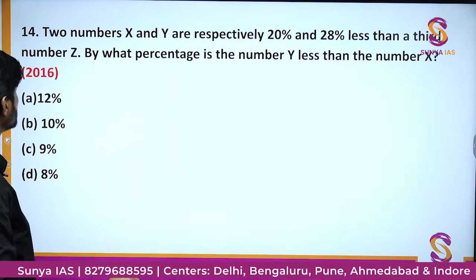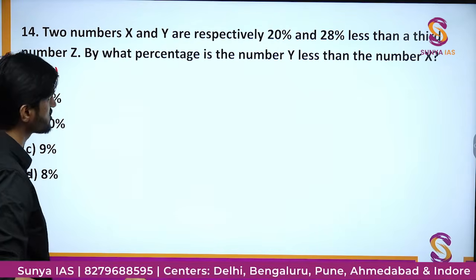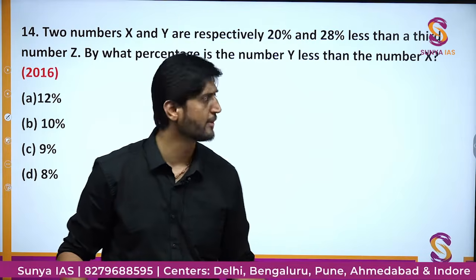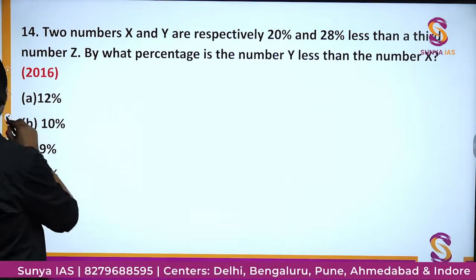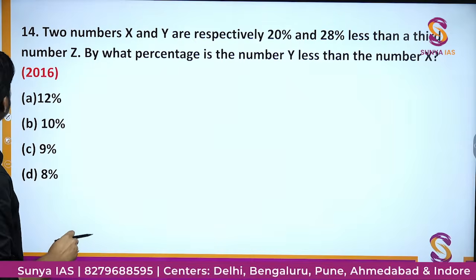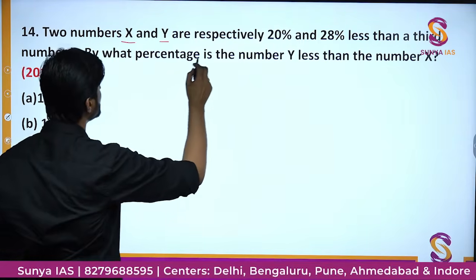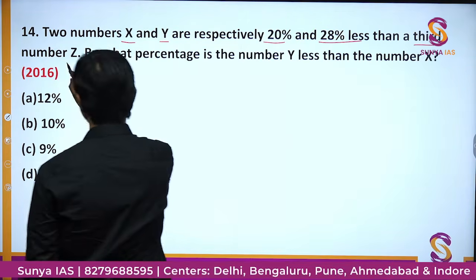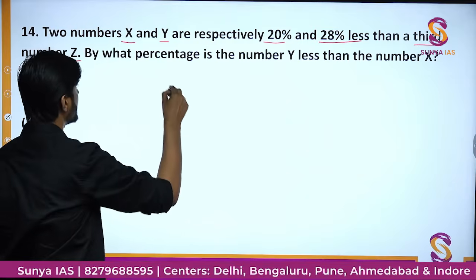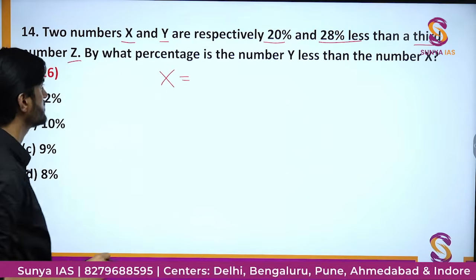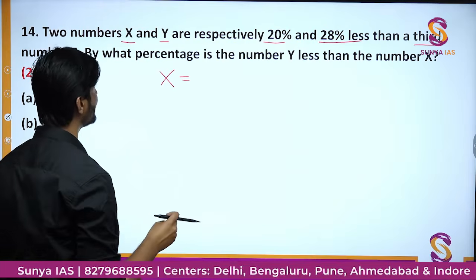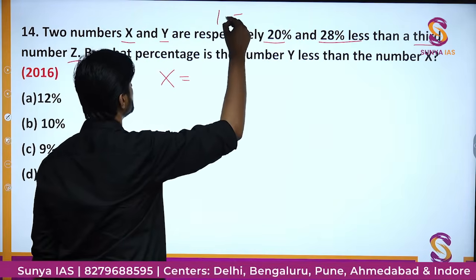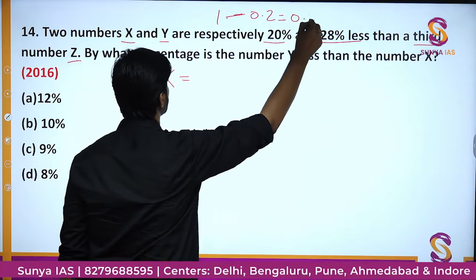Now we have question number 14. Quite easy question. So again here the concept of less than, more than, that will be applied. So two numbers X and Y are 20% and 28% less than a third number Z. So if we talk about X, X is actually how much? It is 20% less than Z. So it is just 1 minus 0.2. That is 0.8 times of Z.